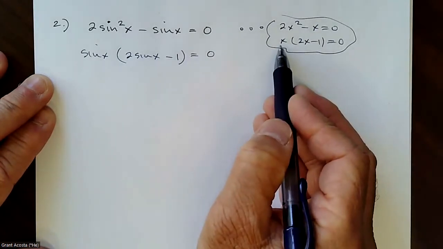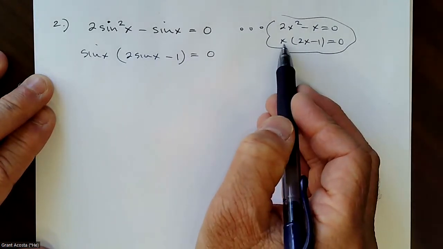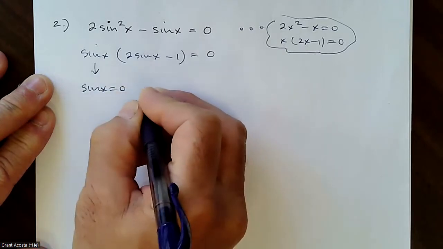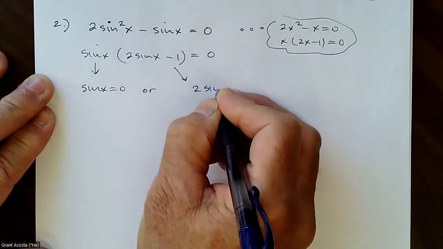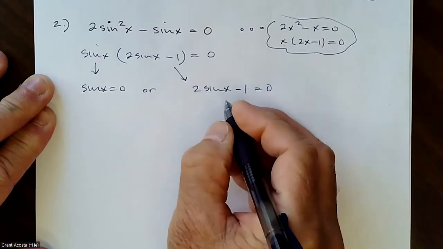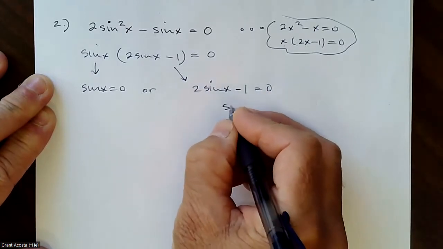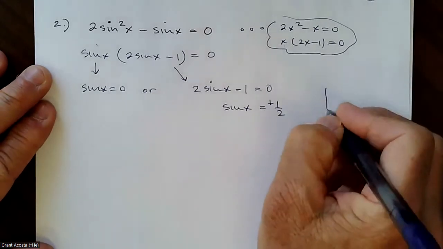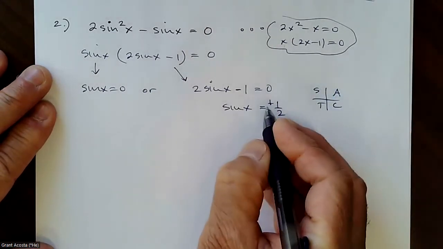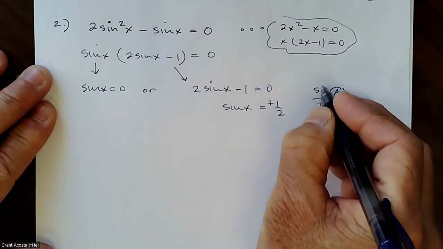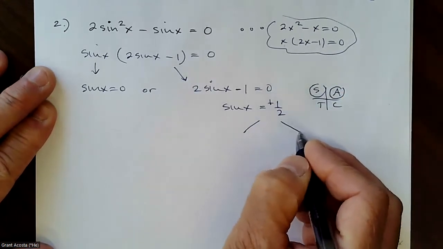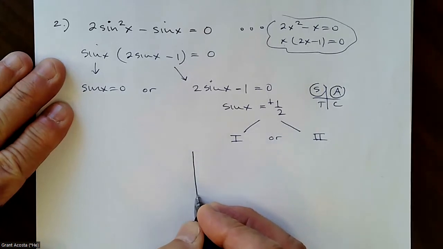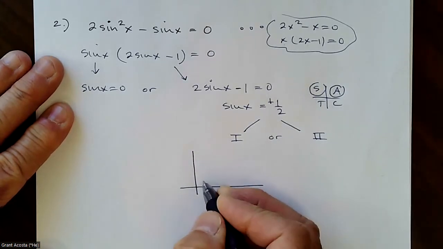And just like if I had this times this equals 0, I would say either x equals 0 or 2x minus 1 equals 0. So I have either sine of x equals 0 or 2 sine x minus 1 equals 0. Let's work with this one. If I isolate sine of x, it is equal to positive 1/2. And we know, according to All Students Take Calculus, sine could be positive in either the first or the second quadrant. You should recognize 1/2 as one of your trig ratios for one of your triangles.